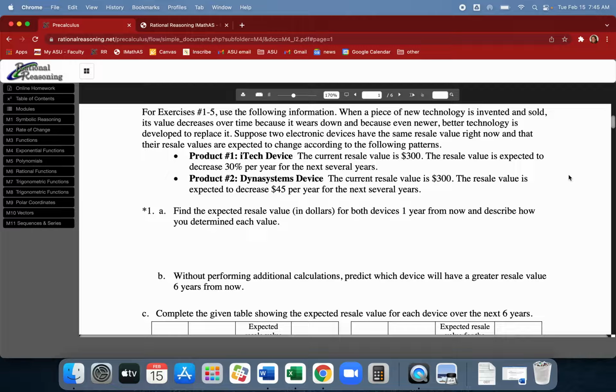So in that case, to find that value after a year, it involves multiplication, whether you do it in 1 step or 2 steps. It involves multiplication to figure out that new value when we have a percentage like that. What about product 2, the Dynasystems device? Current resale is $300, and the resale value is decreasing by $45 per year. What do I do to find the new value? Just subtract, right? Yeah, decrease by $45, not 45%, just $45. I had dollars, now it's $45 less, I subtract. So $255.